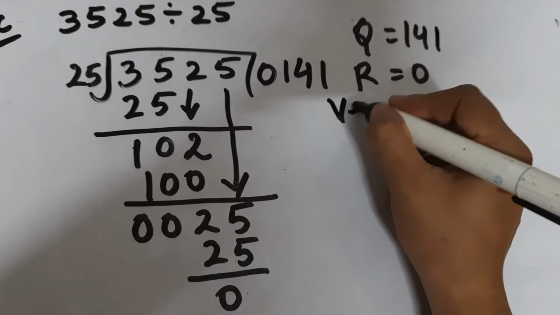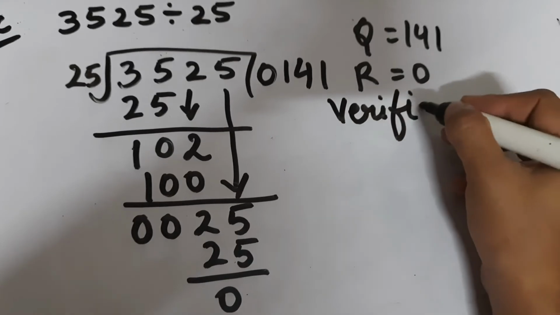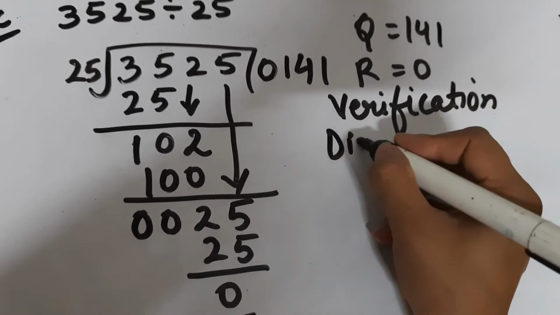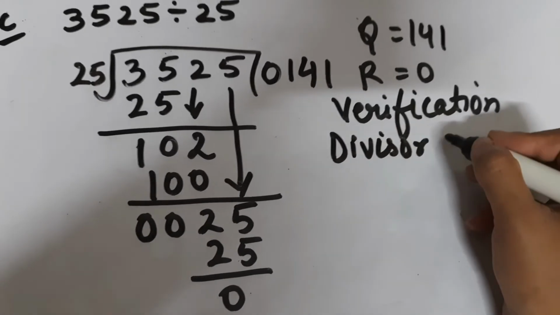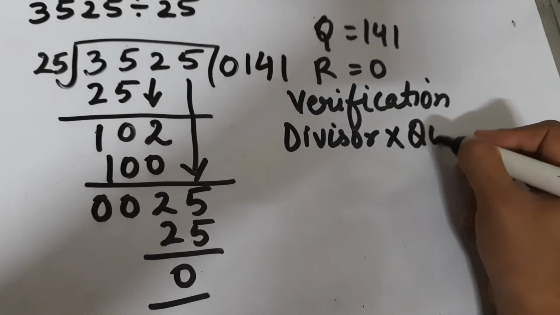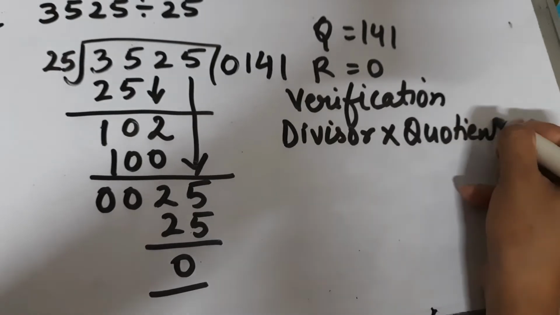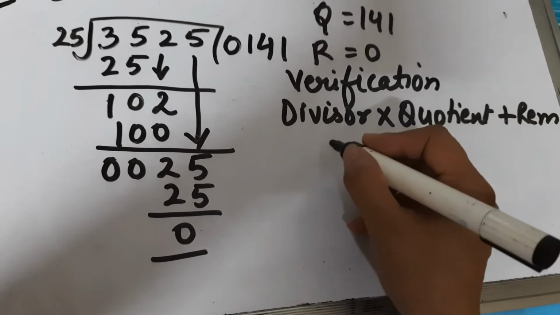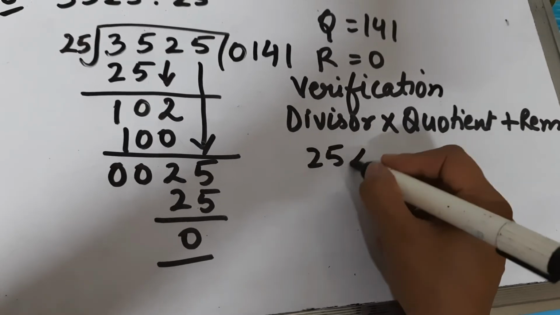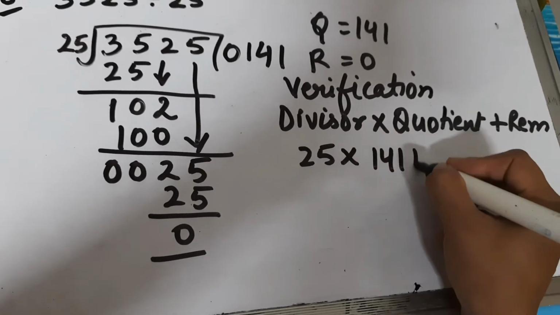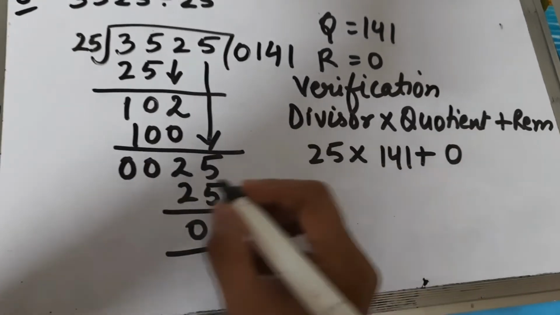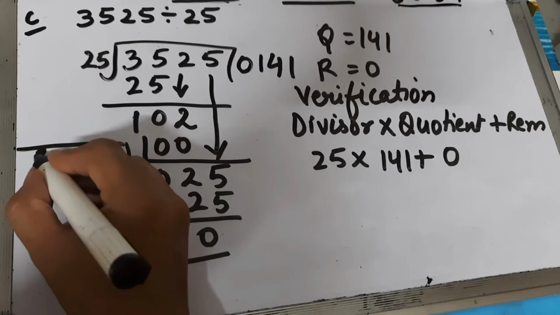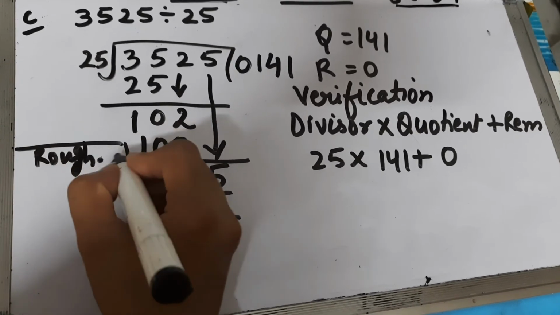And we have to verify also. And how do we verify? We multiply the divisor by the quotient and add the remainder to it. What is our divisor? Our divisor is 25, quotient is 141 and remainder is 0. Now multiply 141 by 25. Here this is a rough work. Okay, this you have to do in your rough work.